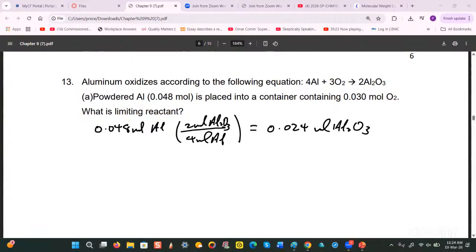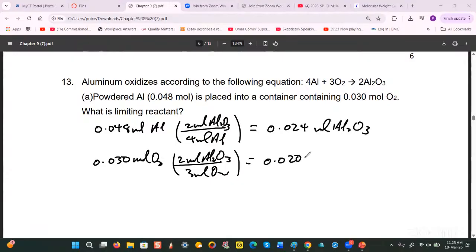All right, what next? I would take 0.030 moles of O2, and then I'd multiply it by 2 moles Al2O3 over 3 moles O2. And that gives 0.020 moles of Al2O3. Okay, what next?